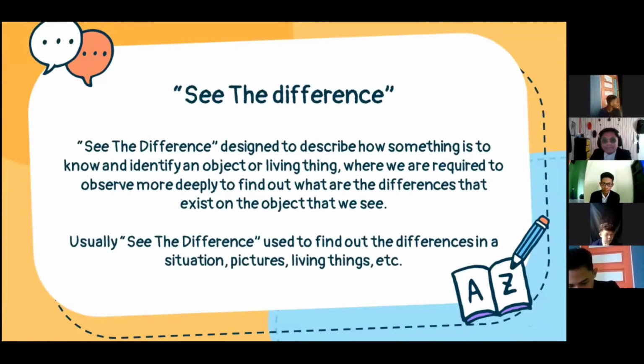Okay, I want to explain the difference. See the difference is designed to describe how something is, to know and identify an object or living thing, where we are required to observe more deeply to find out what differences exist in the object that we see. Usually, see the difference is used to find out the difference in a situation, pictures, living things, and etc. So, class, do you know what the difference is? Yes, Mister. Okay, Anang, will you repeat what's in the slide again, please?